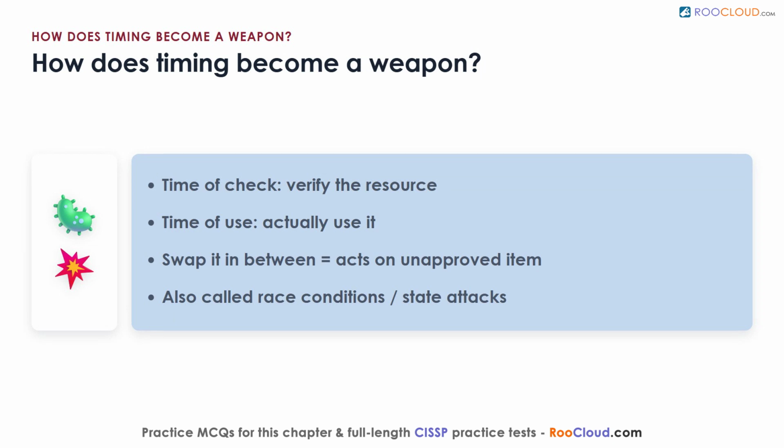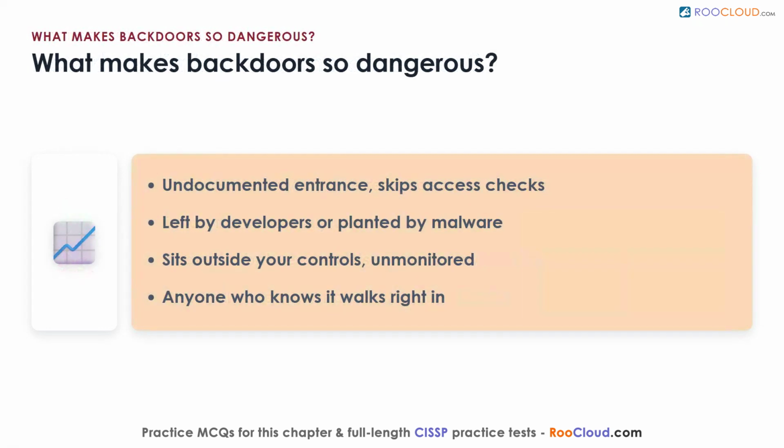it never approved. Because the attacker is racing the legitimate process, these are also called race conditions, and more broadly, state attacks, since they exploit changes in system state. Think of a security guard checking your bag at the door, then someone quietly swapping the bag before you walk through.